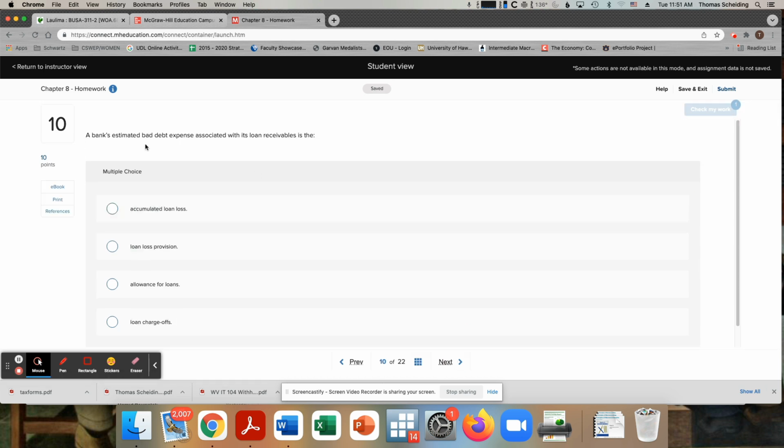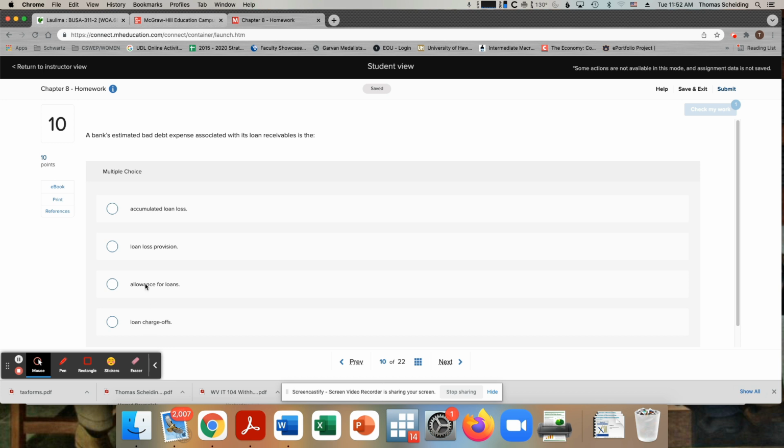Okay. Bank's estimated bad debt expense associated with loan receivables. So, how do we see that in a bank's balance sheet? Because it's an estimate, that's going to be our provision. So it's our provision for loan losses. It's not a charge off because we are estimating. A loan charge off is actually what happened.